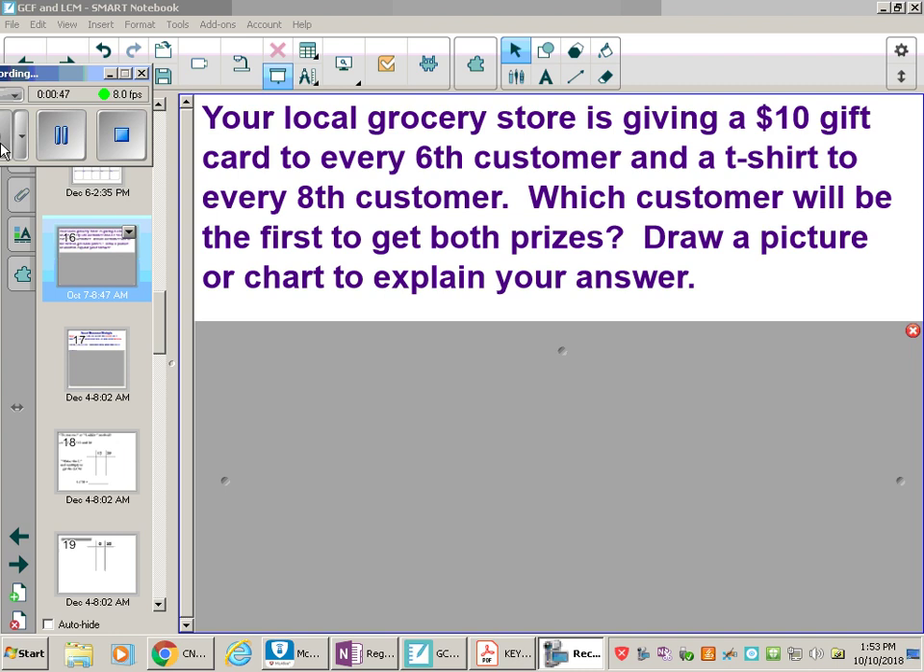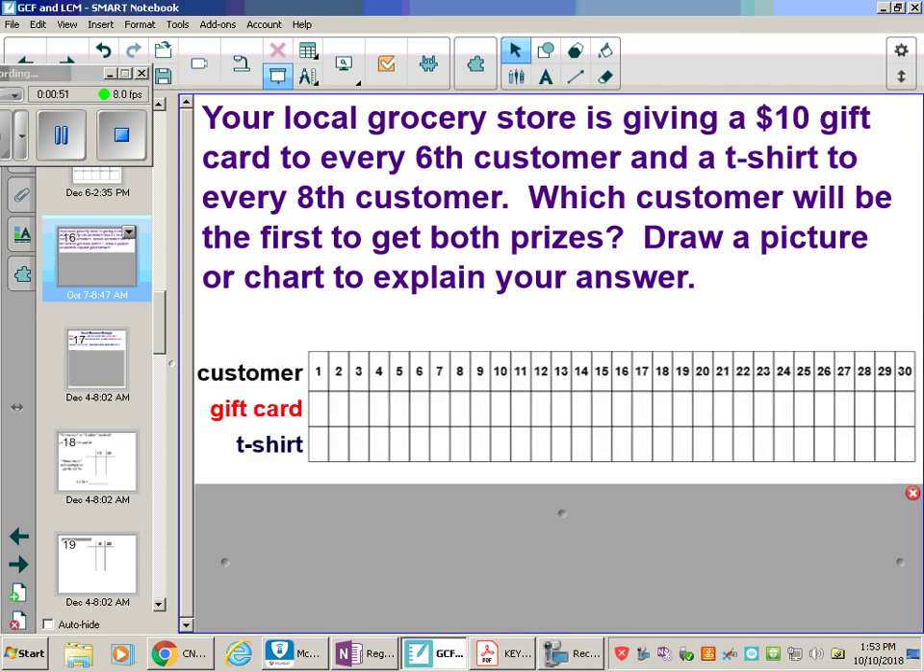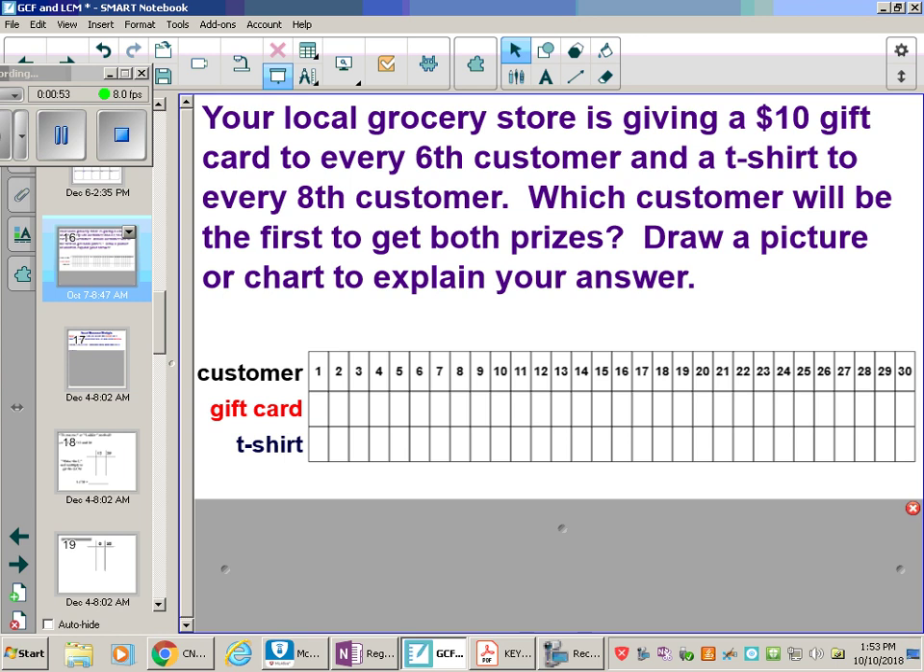So when I look at this, I think about drawing a chart that shows who's going to get which prizes. If every 6th person is going to get a gift card, then that means it's going to be person number 6, person number 12, person number 18, person number 24, person number 30, and I could keep going on and on through however many customers there were at the store.